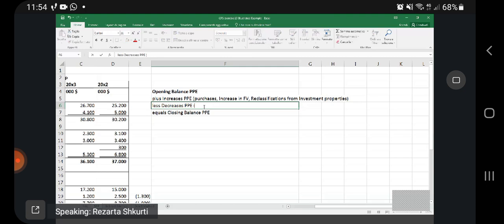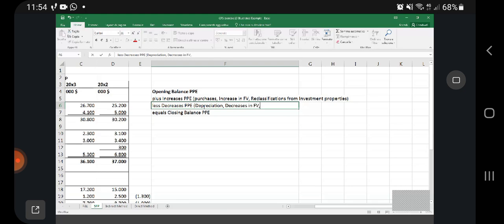Something very common always with the PPE is good. Bravo. This is what I was looking for. Depreciation is the first one. We depreciate them, and that reduces their value. Something else: decreases in fair value. And actually this was the case in our company.